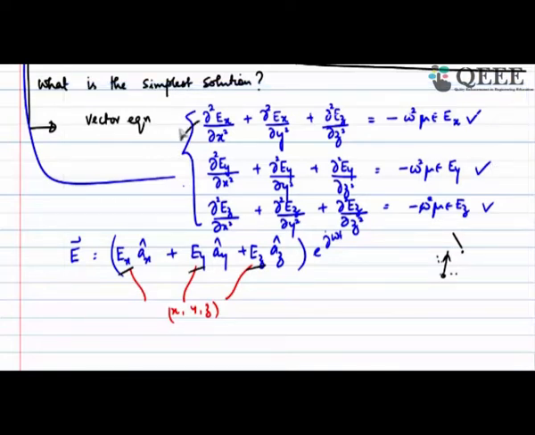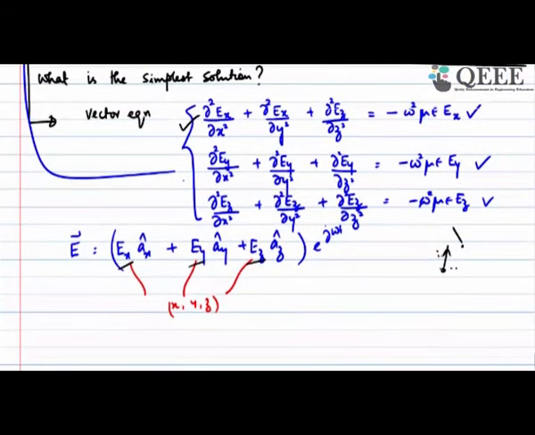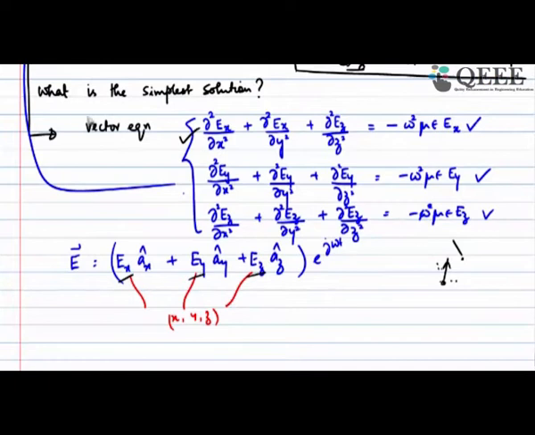And if I solve this first equation, it will tell me how Ex is changing as a function of space. How is the x component changing as a function of space? Similarly, y and z. That's all it means. So given this, I am trying to ask myself the question, what is the simplest solution for this equation?